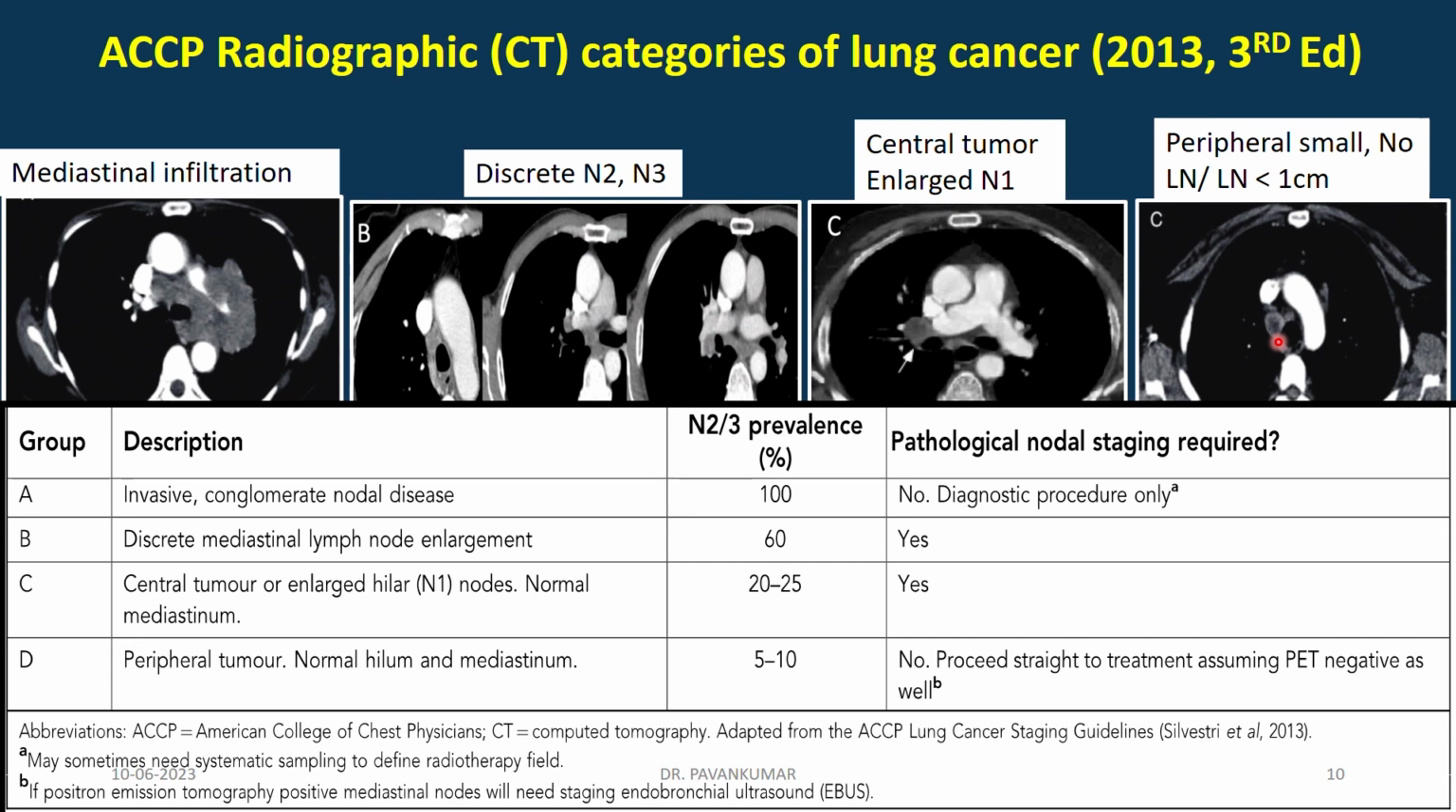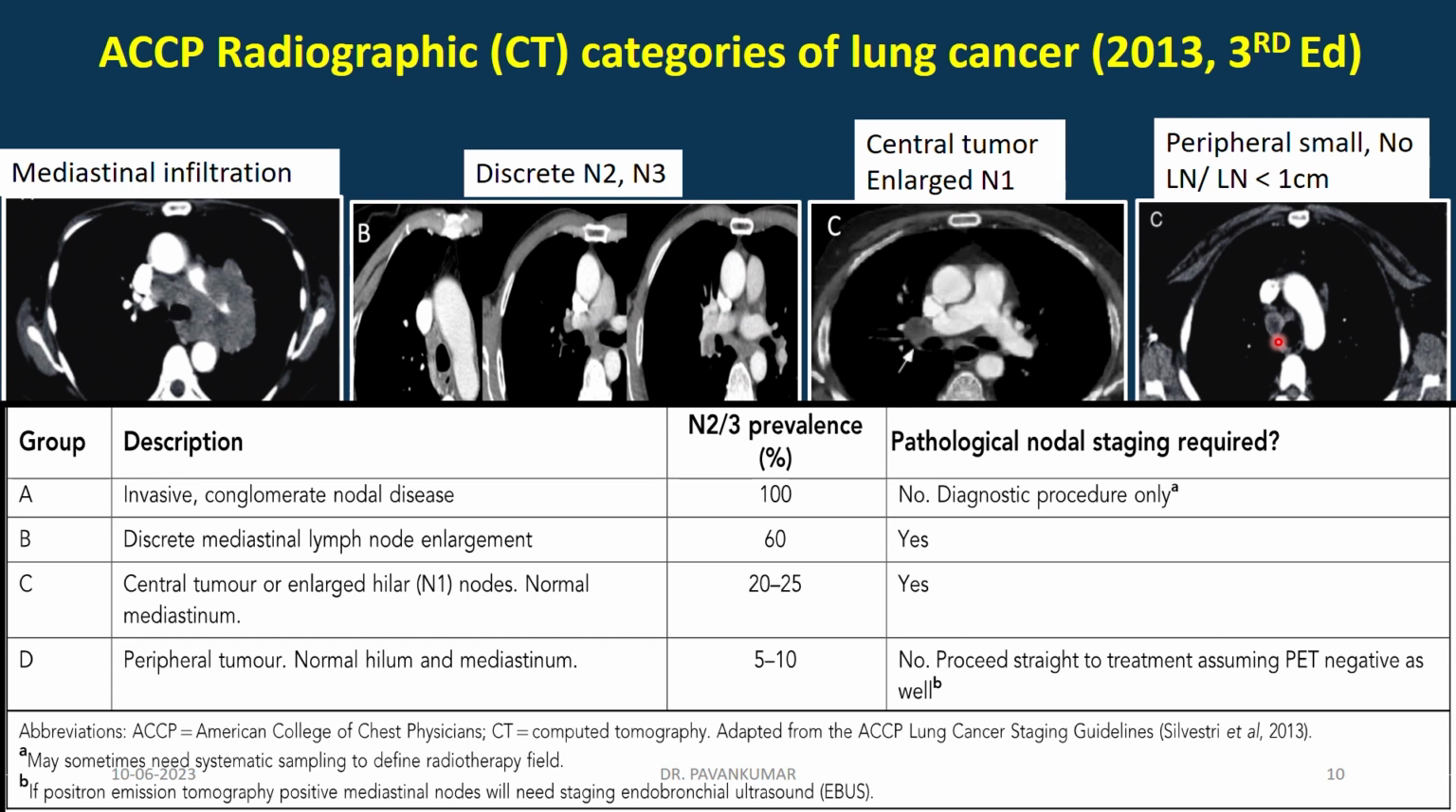Those who have discrete mediastinal nodes, that is group B, the incidence is almost 60%, and they qualify for staging. For a centrally located tumor with N1, there is occult metastasis. After surgery, you may find that the N2 node is positive in 20 to 25% of cases. So EBUS staging is necessary.